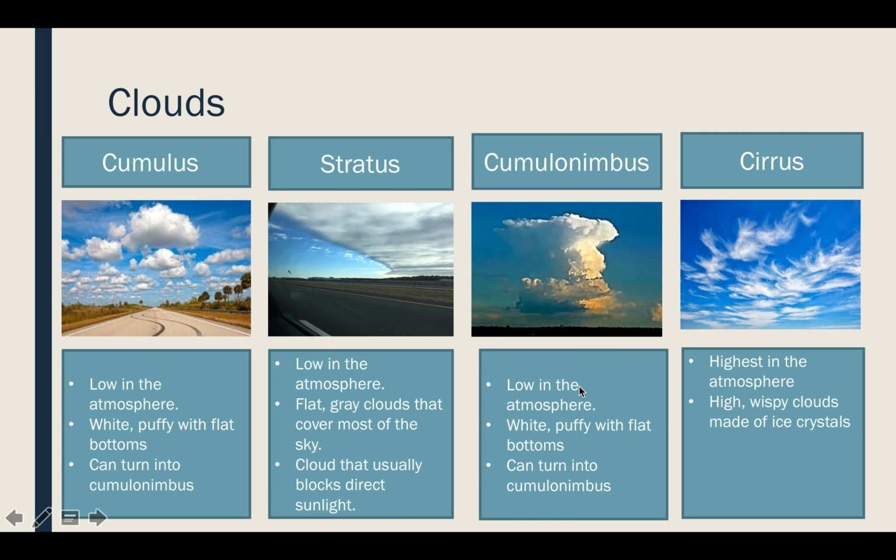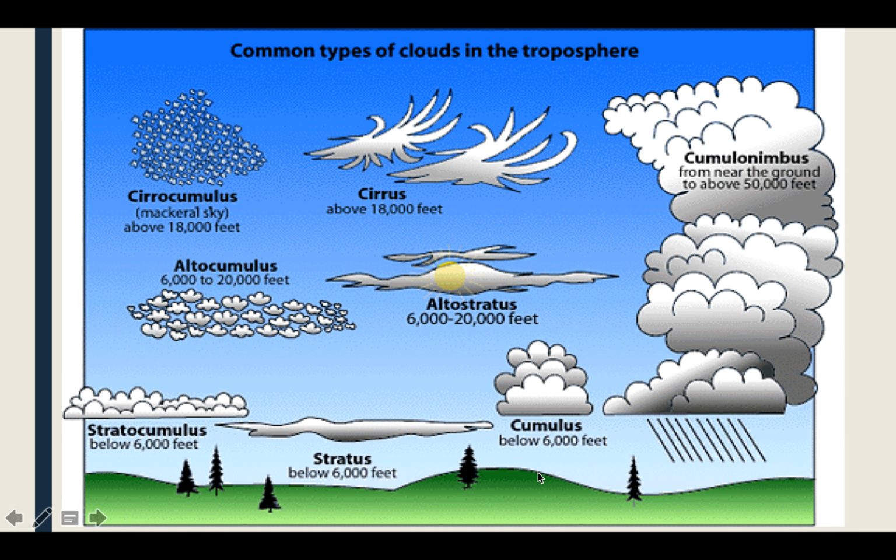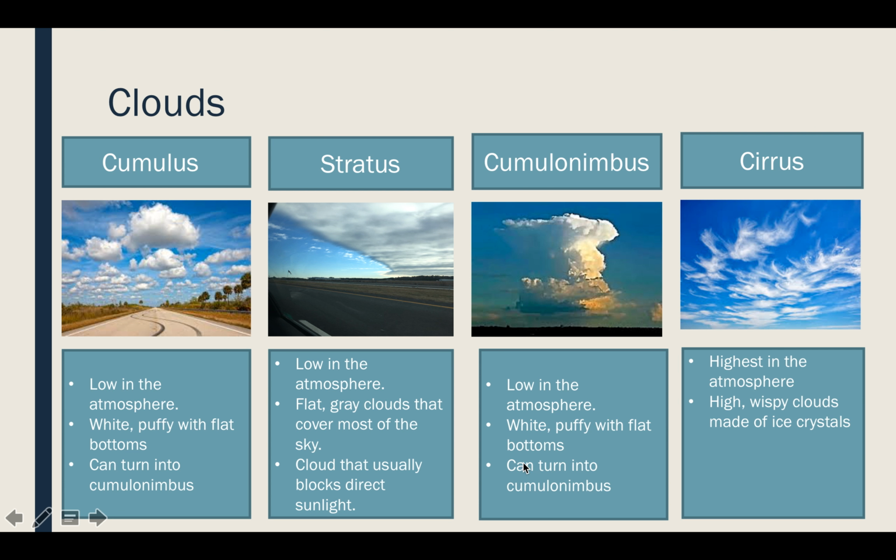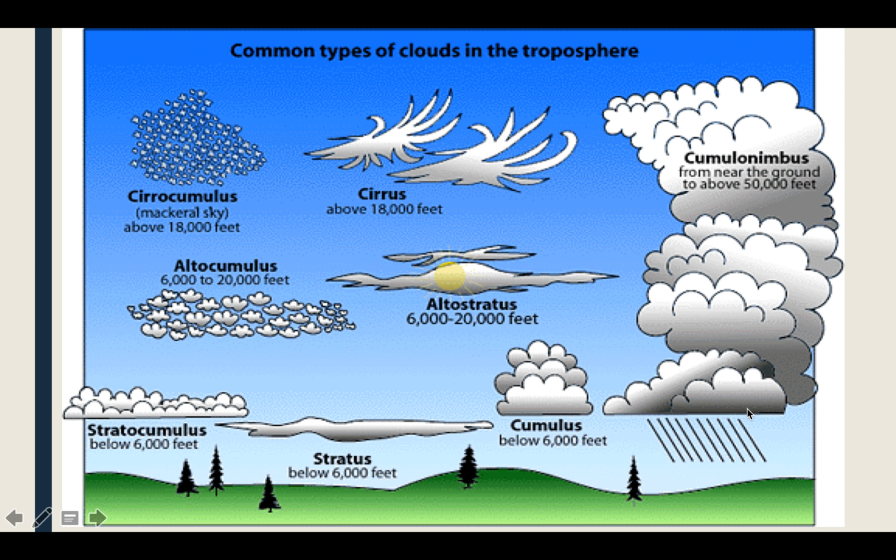Cumulonimbus are also low in the atmosphere, white and puffy with flat bottoms. Oops, I think I shouldn't have put that in there, can turn into cumulonimbus. But basically, I think what I was trying to say here is that they're the result of cumulus. Cirrus clouds are the highest in the atmosphere and are high, wispy-looking clouds made of ice crystals.